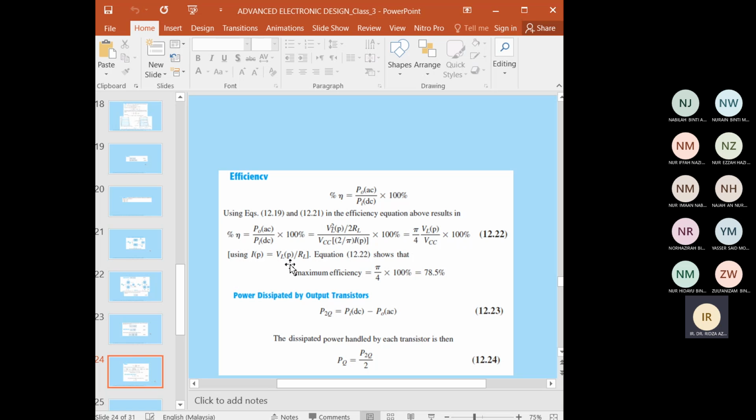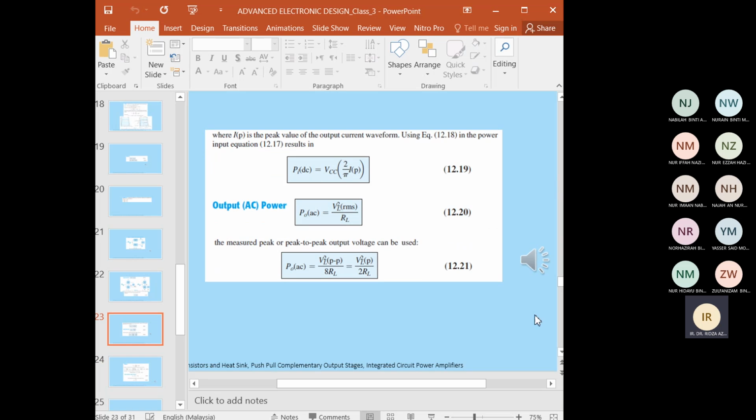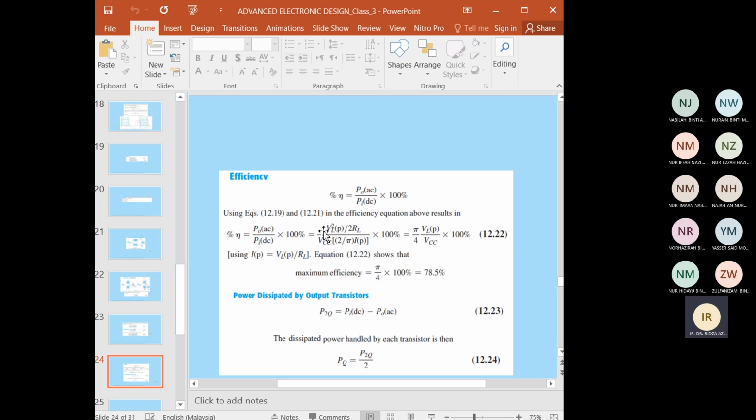Okay, so back to the equation from the previous. If we derive this one, we get pi over 4 VL peak divided by VCC, multiplied by 100%, and then by substituting IP equal to VLP divided by RL. In summary, for the class B, the maximum efficiency is pi over 4 multiplied by 100%, which is 78.5%.